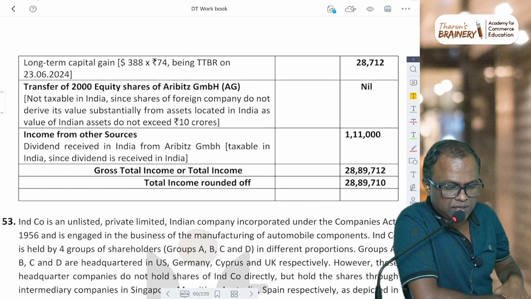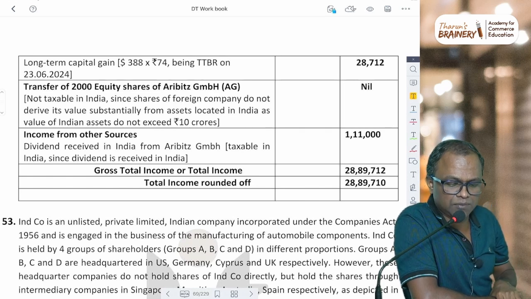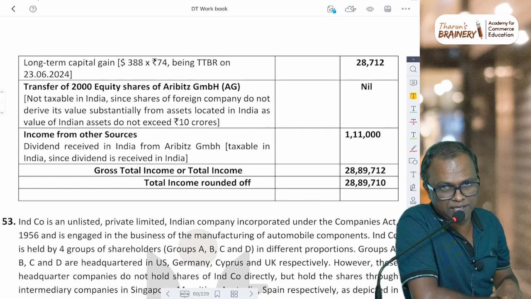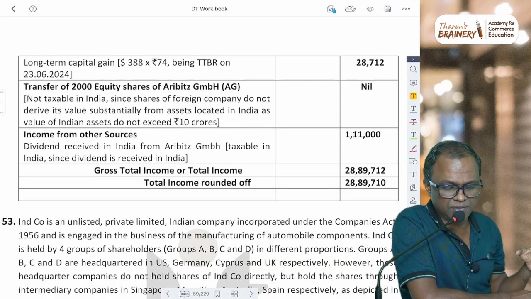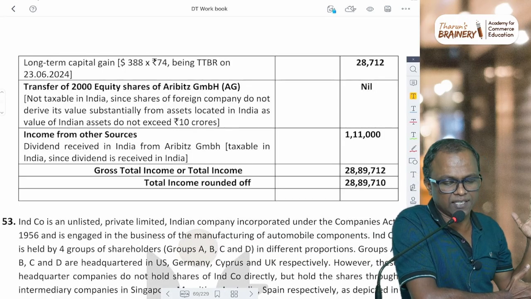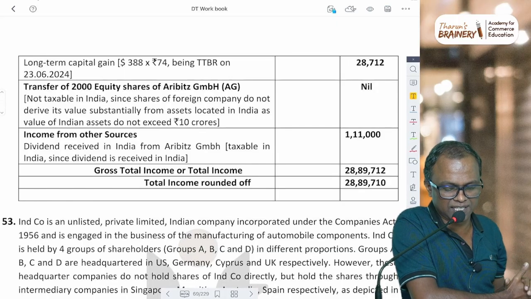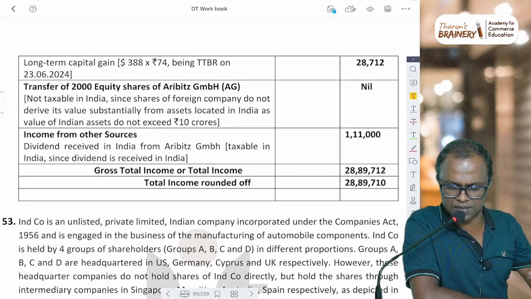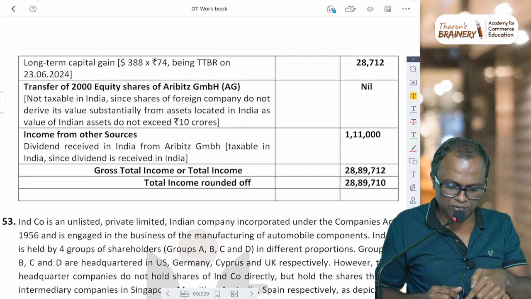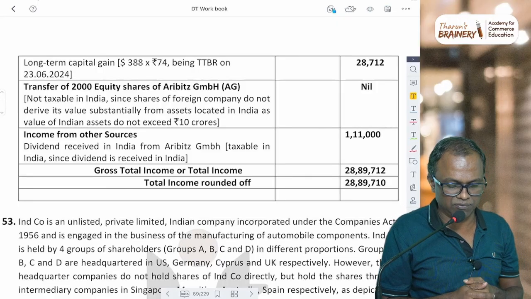Income from other sources, that is the foreign company's dividend, is taxable only because it is received in India. First receipt is in India. For any income, if it is first received in India, it is Indian income. That is why it is taxable in India. 1,11,000. So the gross total income is 28,89,712. After rounding off, 28,89,710.